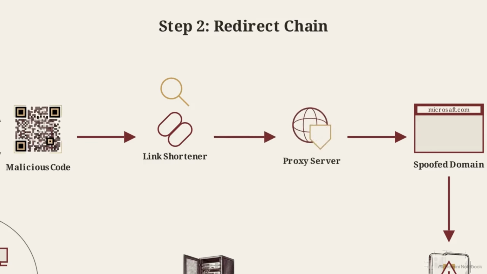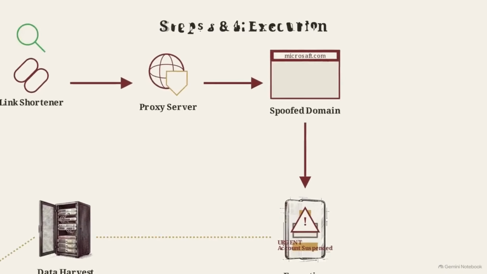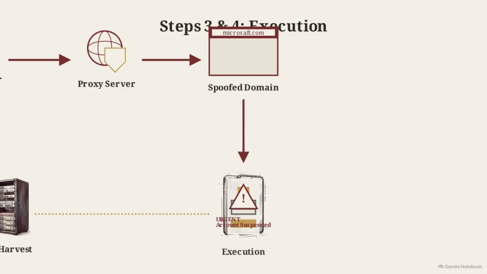Step 2 hides the true destination. The embedded link bounces through a shortener and passes through a proxy before landing on a spoofed domain. This redirect chain is designed to fool security scanners that only check the initial link in the sequence.